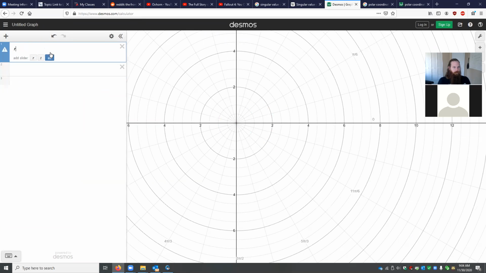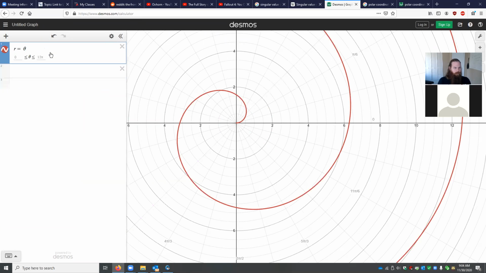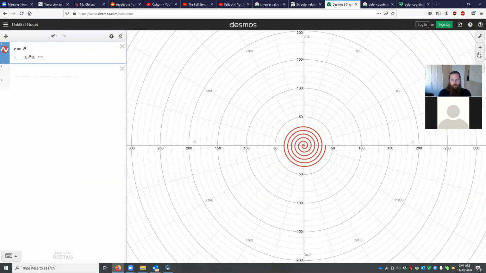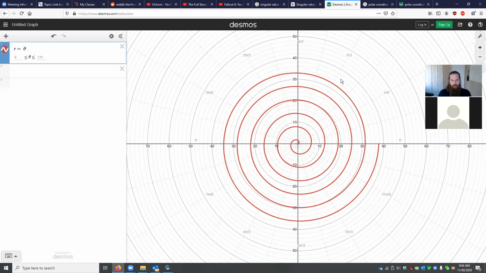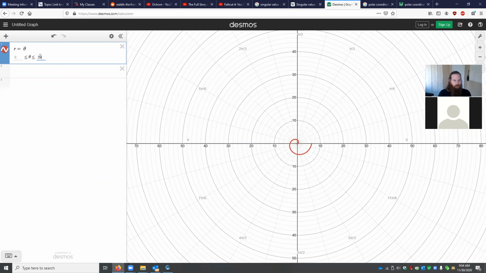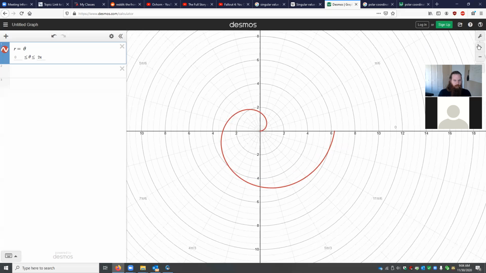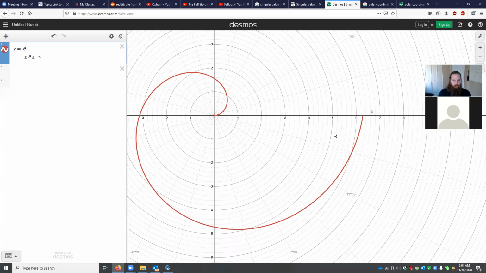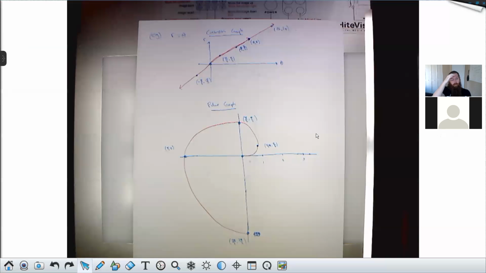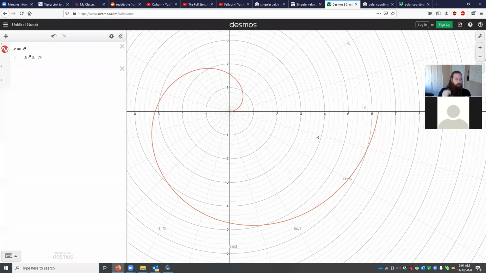If you don't believe me, here it is. And they're going from 0 to 12 pi. I mean, quite a lot more than I needed. We can just look 0 to 2 pi if we want. There it is. And you see it starts off, just like our picture. Yeah, this is called an Archimedean spiral.